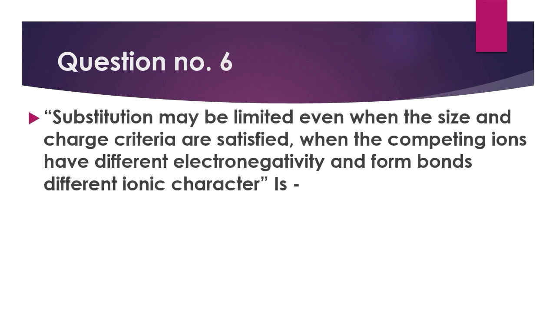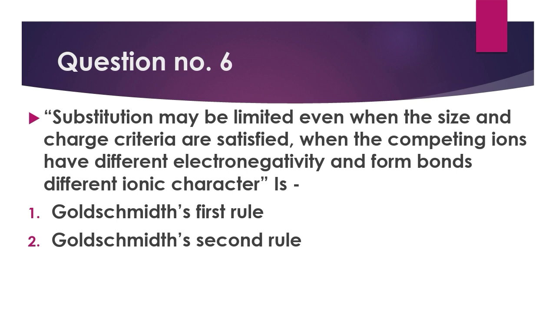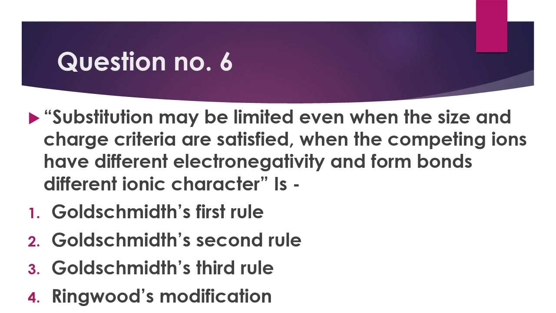Now question number 6, substitution may be limited even when the size and charge criteria are satisfied, when the competing ions have different electronegativity and form bonds of different ionic character. It is said by which of the rules? Goldsmith first rule, second rule, third rule, or the Ringwood's modification.